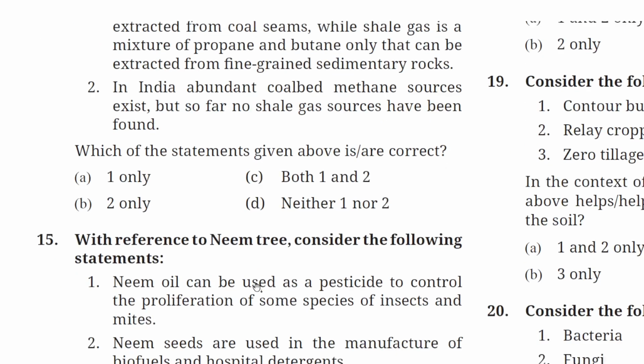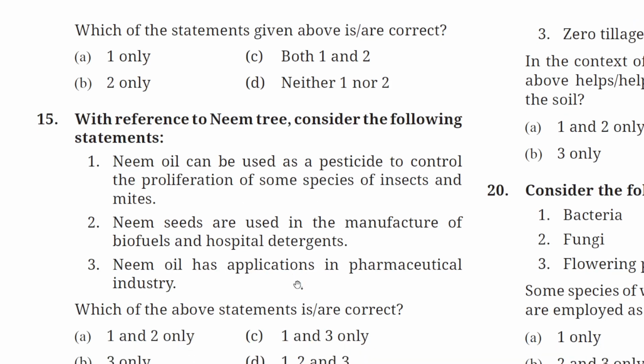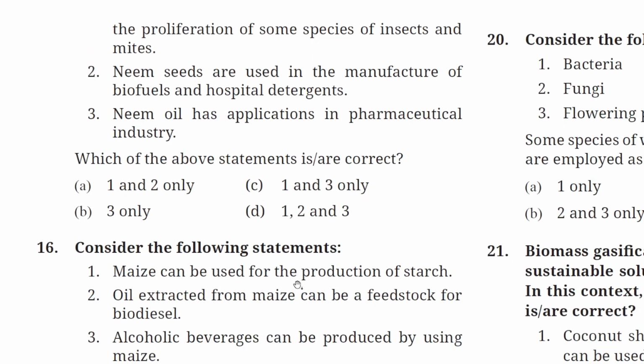Question number 14. With reference to neem tree, consider the following statements. Neem oil can be used as a pesticide to control the proliferation of some species of insects and mites. Neem seeds are used in the manufacture of biofuels and hospital detergents. Neem oil has applications in the pharmaceutical industry. So the question is about neem. Almost all the applications can be possible with neem tree. So the answer is D, 1, 2, and 3.